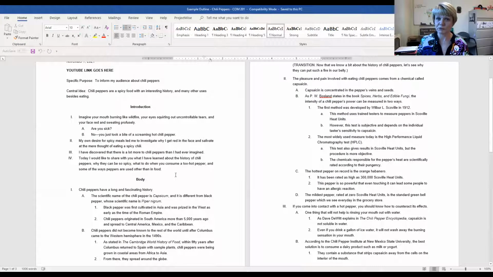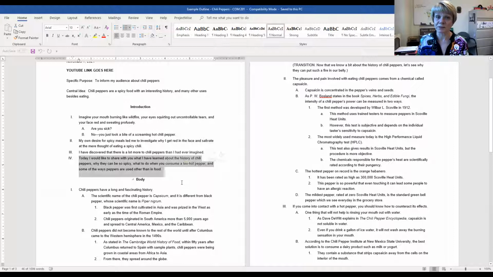And as a matter of fact, remember in our introduction, we always state our central idea in a way that lets the audience know what we're going to be talking about. If we go up to our introduction, all of the main points of our introduction, the sentences that you're going to be saying, are Roman numerals. And the last one tends to be the one where we explain the speech.